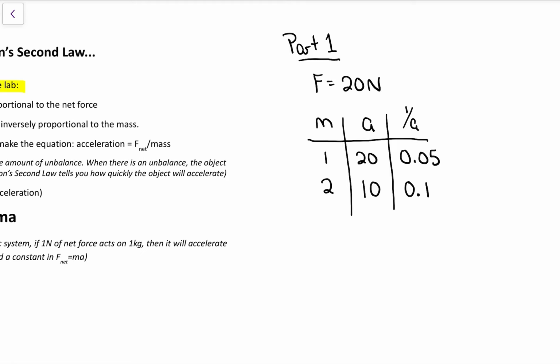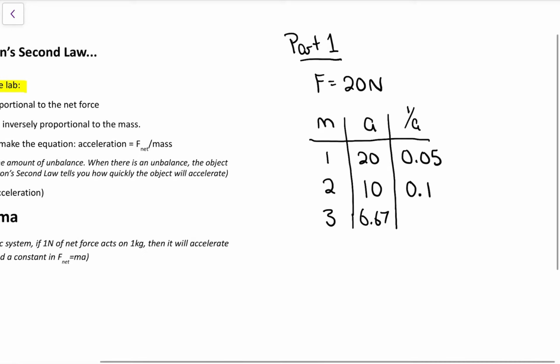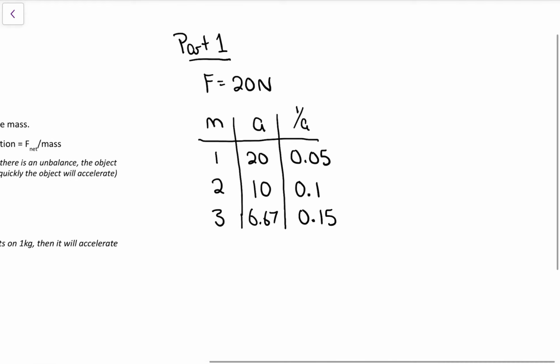Then I did it a third time, and my third time I chose 3 kilograms. When I got my 2 points and found the acceleration, it was a bit of an uglier number. It was 6.67. Then this time I had to use my calculator again. When I did the inverse of 6.67, I had to round it off, to 0.15. You should probably get more than 3 data points, but that's what I got when I did the lab.